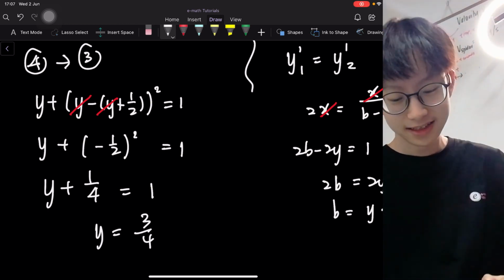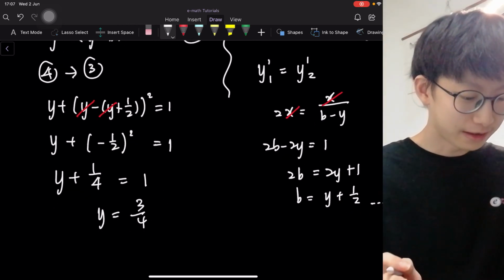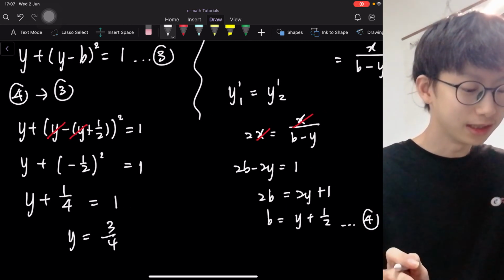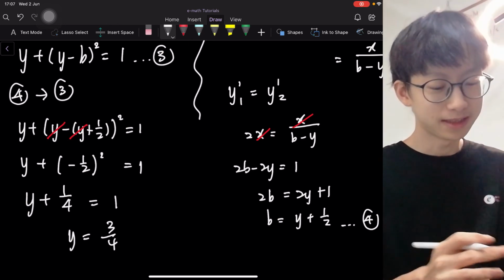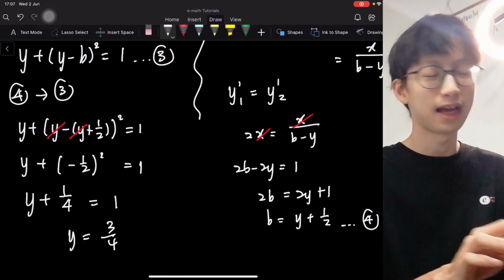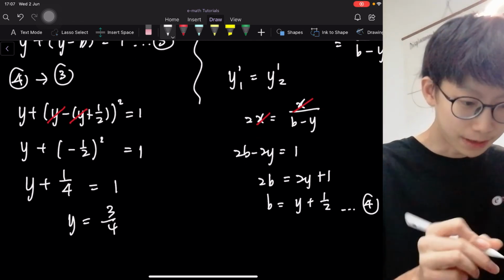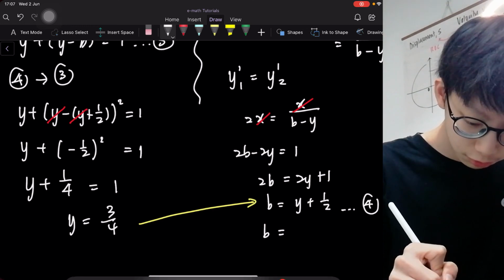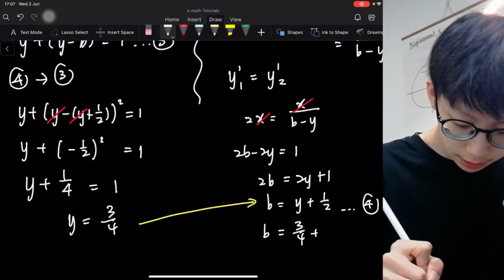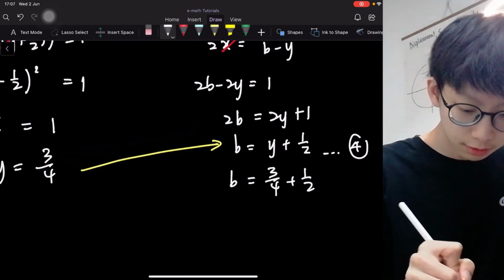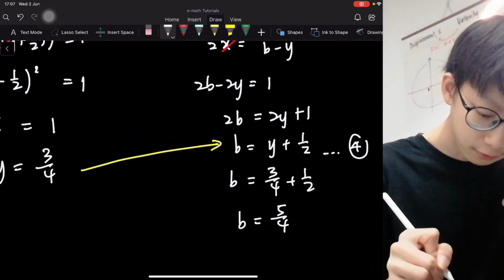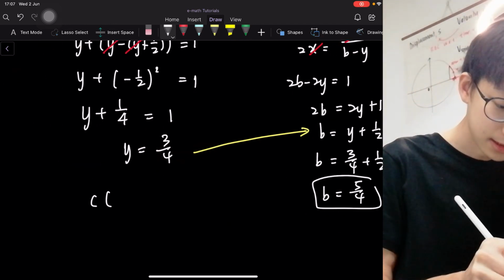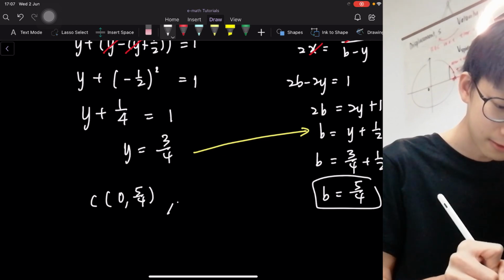And you know what? Just now I should have expressed y in terms of b to solve for my b. But it doesn't matter, because if we do that, maybe we can do the shortcut like this, right? Anyway, you just substitute this back here. You get your b equals 3 over 4 plus 1 half, which you will get 5 over 4. Hence, the coordinates of the center is 0 and 5 over 4. And that's it.